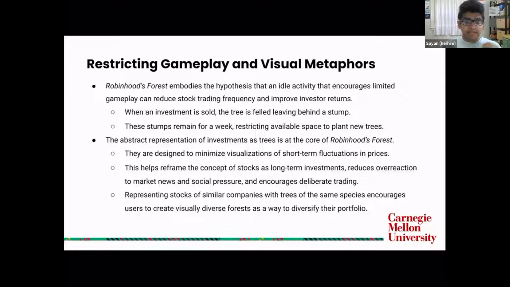Abstract representations are at the core of Robinhood's Forest. They minimize visualizations of short-term fluctuations in price, which helps reframe the concept of stocks as long-term investments. Another consequence of the visual metaphor is that people want to diversify their portfolio as a means of diversifying their forest and having multiple kinds of trees in it.